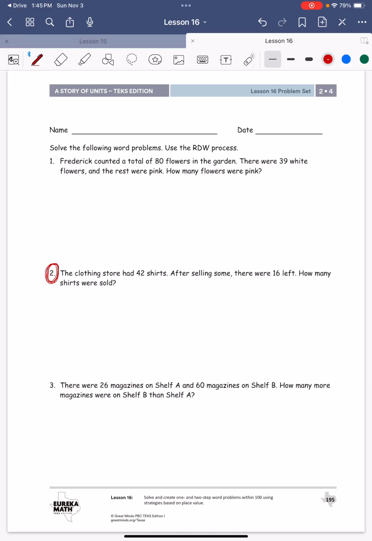So number 2, the clothing store had 42 shirts. After selling some, there were 16 left. How many shirts were sold? So I'm going to start by drawing a number bond so I can figure out what I have and what I need. They had 42 shirts, so that is my total.